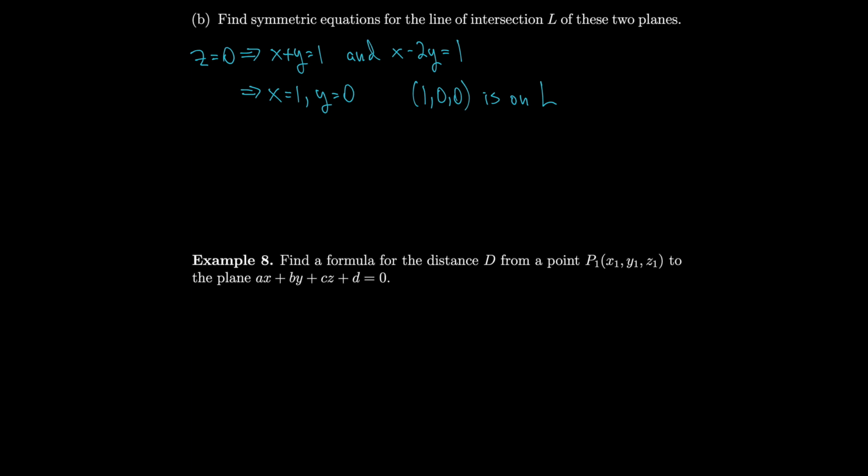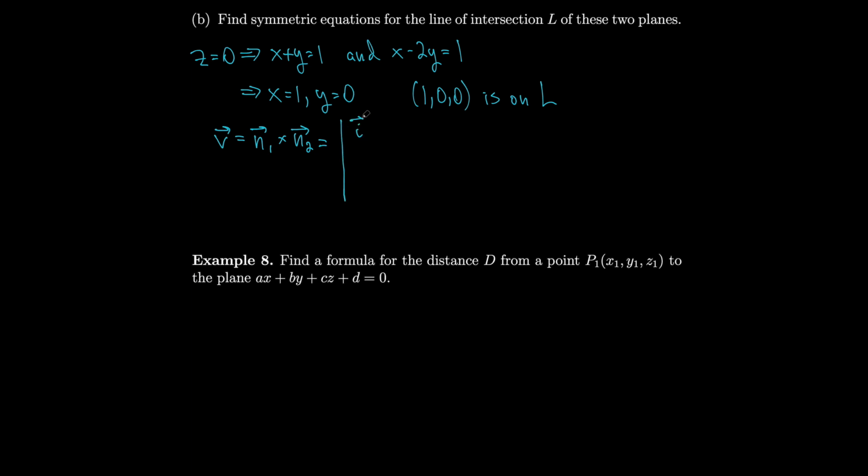So now we just need a vector parallel to the line. That way we can build our equation. Well, remember that if we want a vector parallel to these two planes, then we want a vector that's perpendicular to both of the normal vectors, because each of the normal vectors is perpendicular to its plane. So if we have a vector that's perpendicular to each of those, it would have to be parallel to the plane. Well, remember, that's just the cross product. The cross product is perpendicular to both of the vectors you put in. So we'll take the cross product of our two normals.